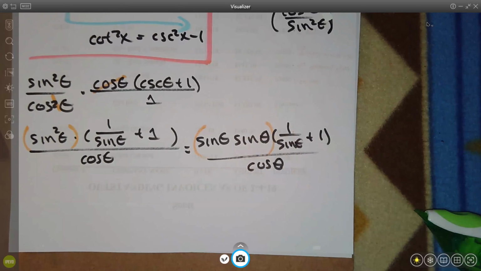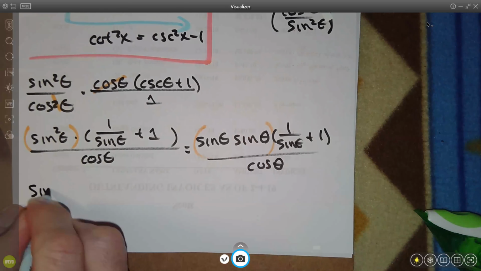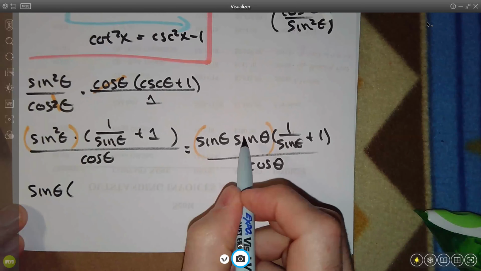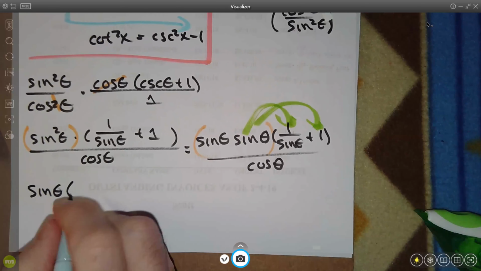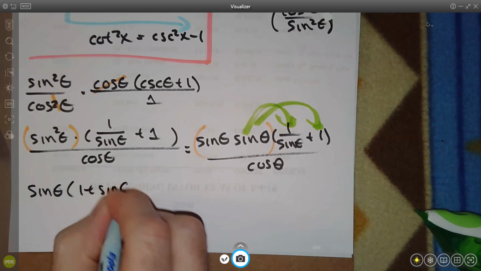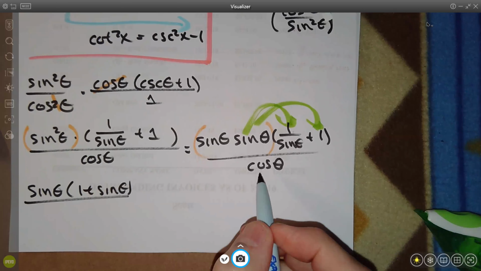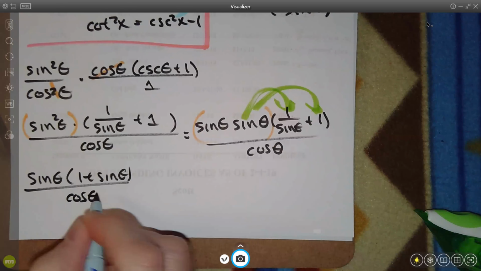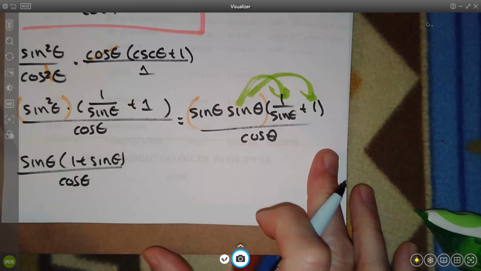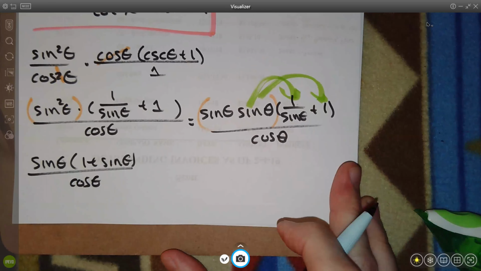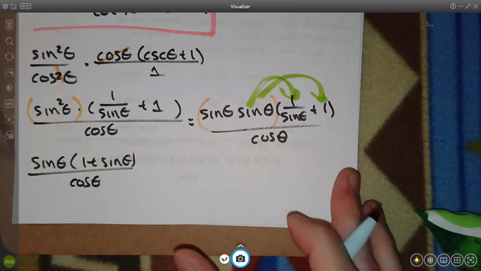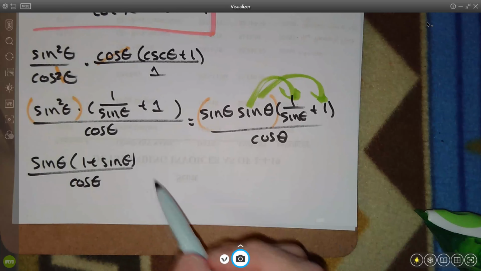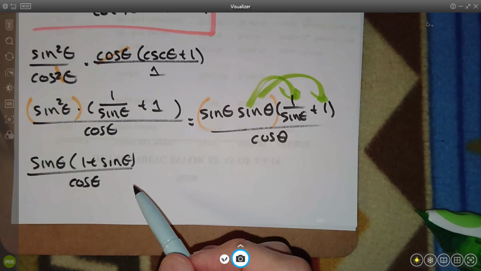In fact, let's do this. So I'll have sine of theta, and then when I distribute just that one of them, I'll end up with 1 plus sine of theta over cosine of theta. Okay. Probably a couple ways you can finish this up, but are we okay to this point? Okay.